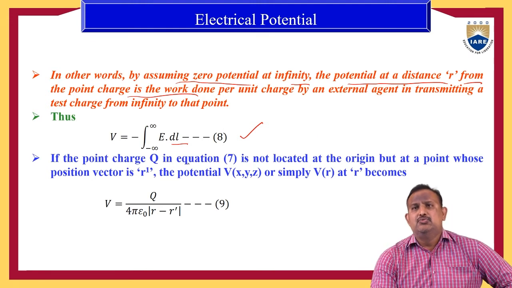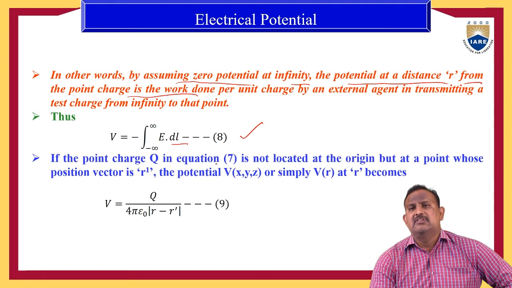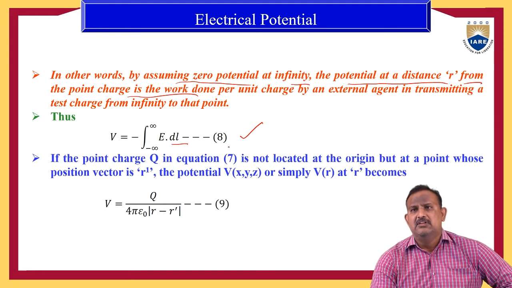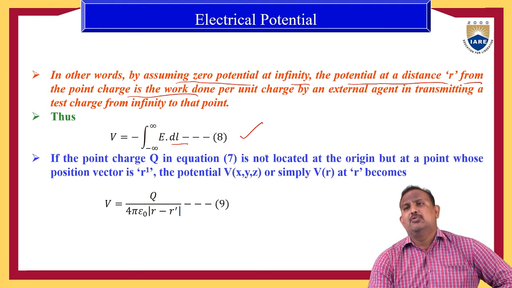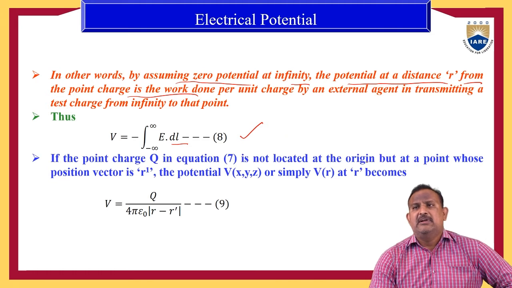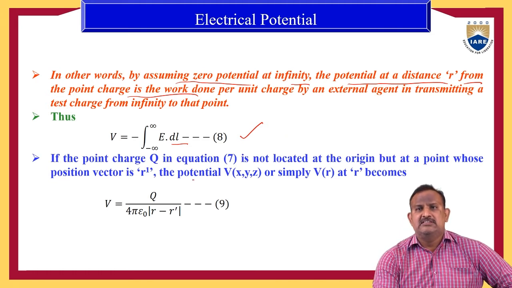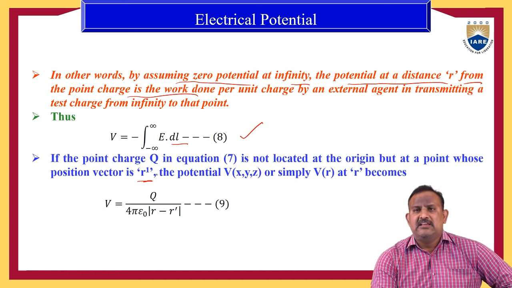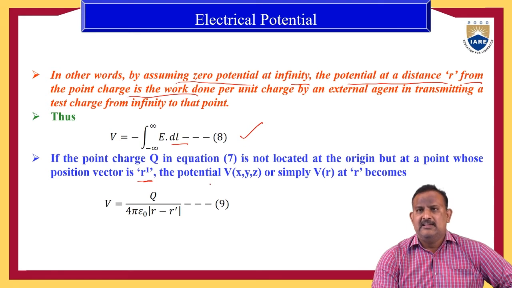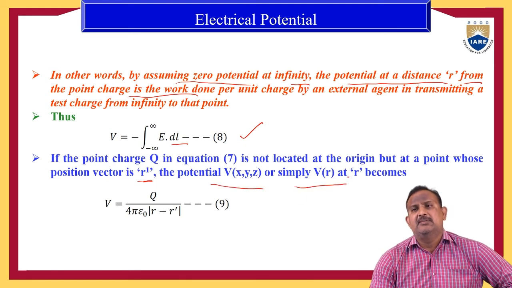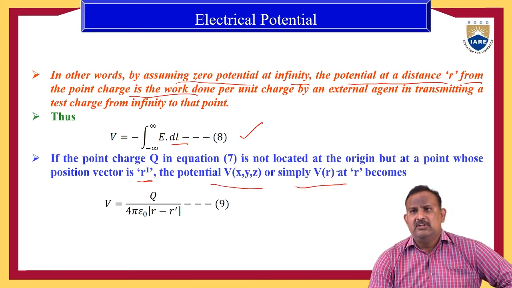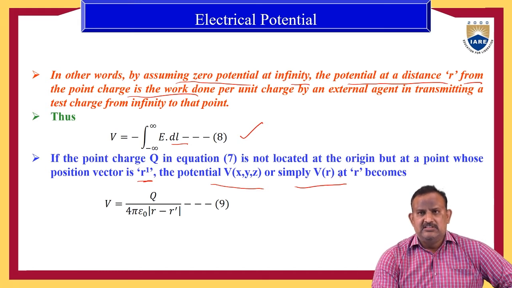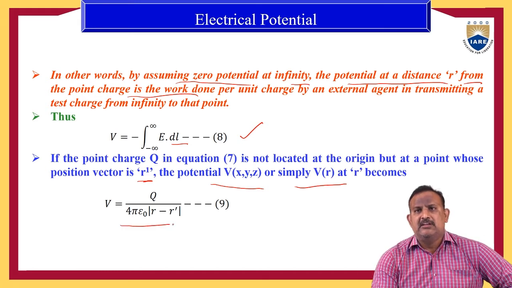If the point charge q in the previous equation is assumed to be located not at the origin, but at a point whose position vector is r dash, in place of infinity, then we can write the expression for potential as V is equal to Q by 4 pi epsilon naught into modulus of R minus R dash.